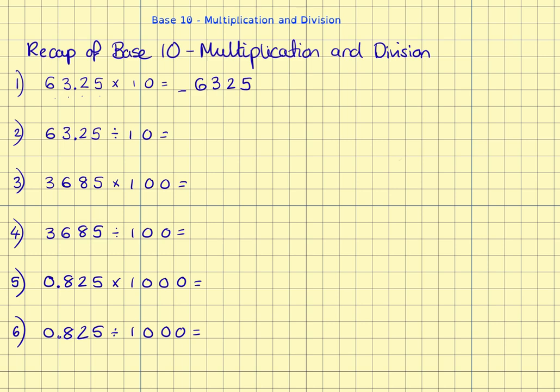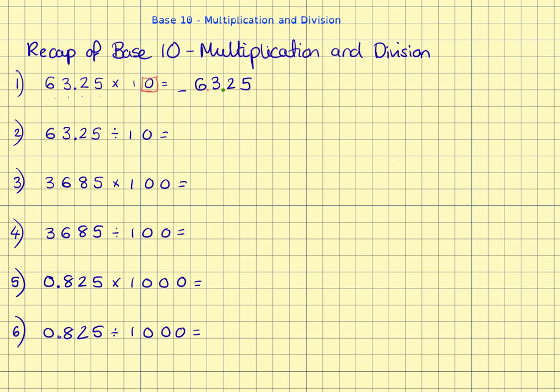As this number is going to get bigger, I'm just going to check two things. First of all, I know that everything is going to move one place value column because of that zero. At the moment, the decimal point is here, and the numbers are going to move around it. The easiest way to demonstrate that is to move the decimal point one place.